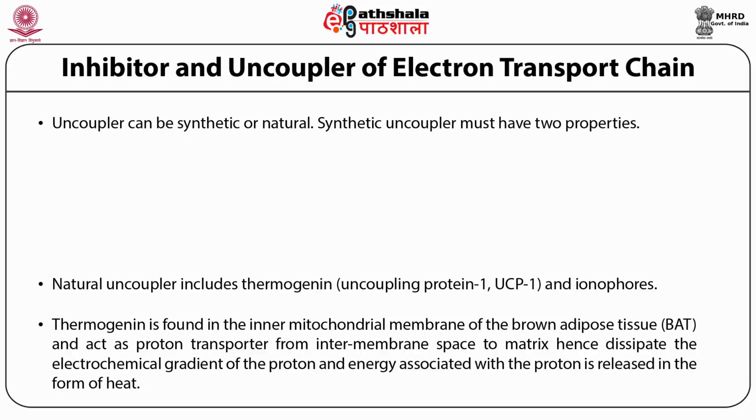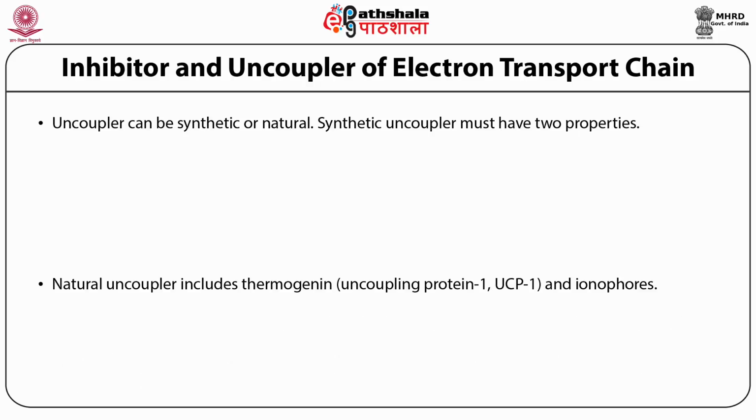So they transfer protons from the intermembrane space to the matrix. The function of the ATP synthase is the same. So they are bypassing the function of ATP synthase, and finally they allow that proton to be wasted, because they will not utilize it in the synthesis of ATP. Therefore, the delta G associated with that proton is released in the form of heat.